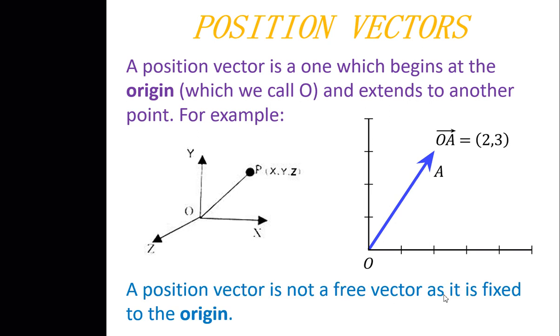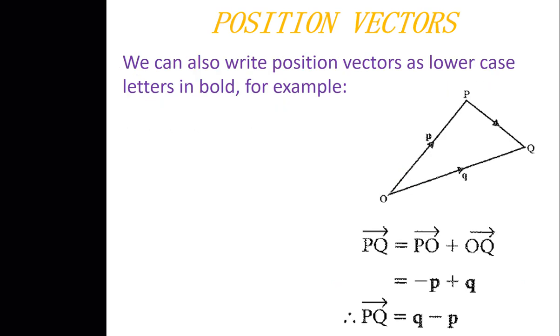A position vector is not a free vector as it's fixed to the origin. That's what makes it a position vector. It starts at O and ends at another point, for example, A. It's fixed at the origin. We can also write position vectors as lowercase letters in bold.